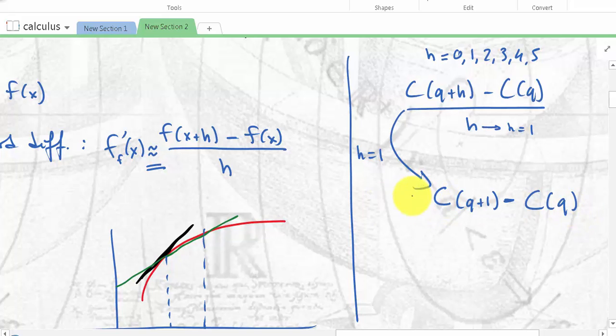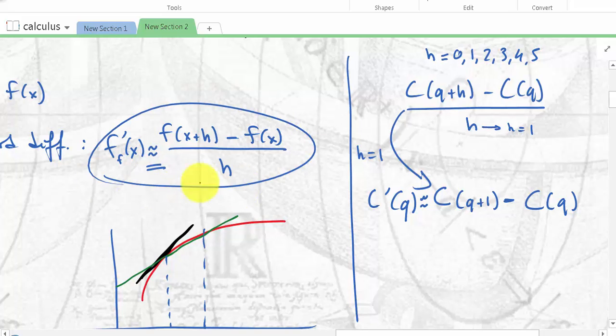So the forward difference with h equals 1 becomes C of Q plus 1 minus C of Q. And this would be an approximation for the derivative at Q, because the forward difference is an approximation for the derivative of the function. So the marginal cost appears to be very close to the derivative of the function at Q.